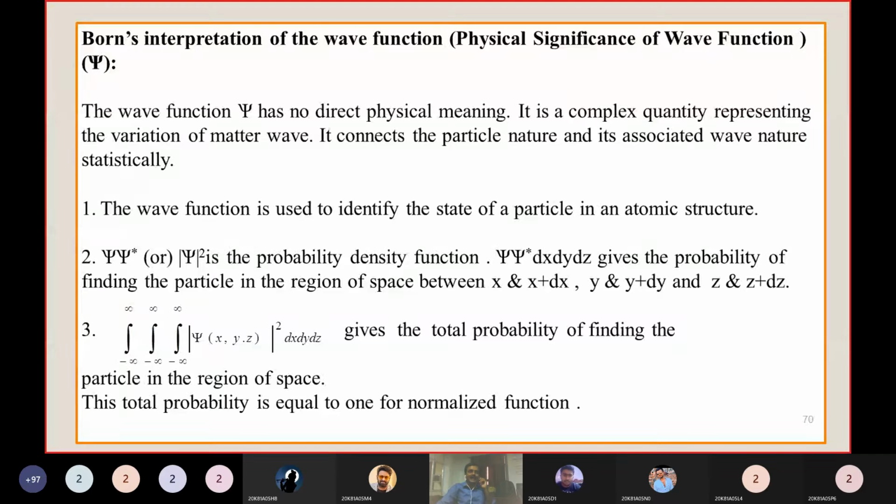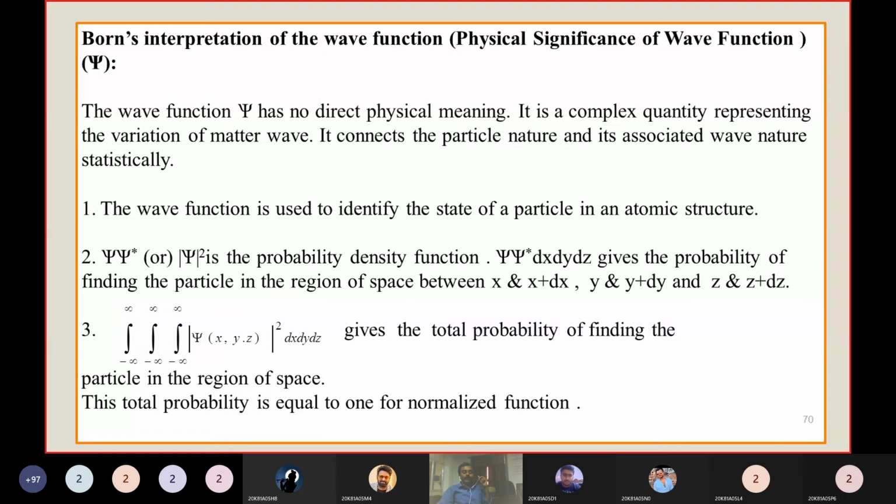Suppose, to understand the exact meaning of probability, if you toss a coin, we cannot say whether it is head or tail. So what is the probability of head? There is a 50% probability of head, that means the probability of head is 0.5. What is the probability of tail? That is also 50%, so for tail also 0.5. So the total probability means either head or tail. So the total probability is 1.